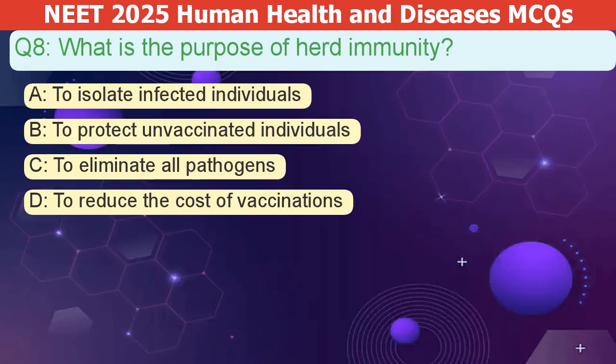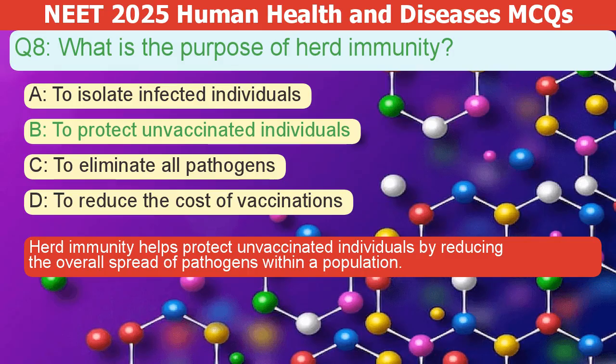What is the purpose of herd immunity? A. To isolate infected individuals. B. To protect unvaccinated individuals. C. To eliminate all pathogens. D. To reduce the cost of vaccinations. The correct answer is B. Herd immunity helps protect unvaccinated individuals by reducing the overall spread of pathogens within a population.